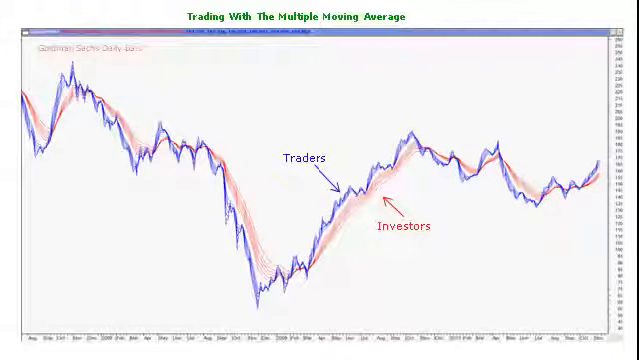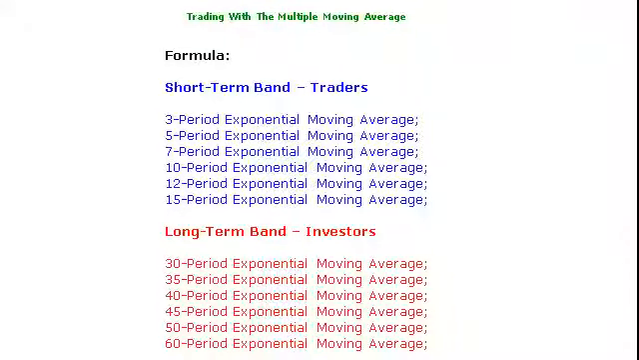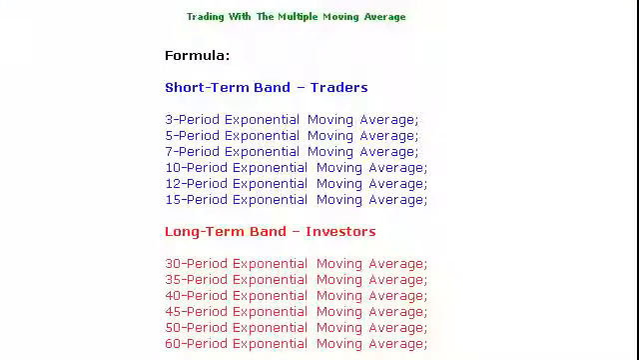Now, for anybody who's interested in how these are put together, it's pretty simple, really. For the short-term band, we've got a 3, 5, 7, 10, 12, and 15 moving average. And really, it's 3 weeks and 3 half-weeks. And for the longer-term band, we've got 30, 35, 40, 45, 50, and 60. Now, the interesting thing about this system is that it's almost counterintuitive that we can be using 50 and 60 period moving averages to trade with, because you'd assume that there'd be quite a lag before we were able to get any useful information out of a moving average of 50 periods.